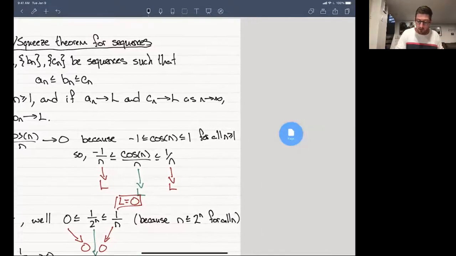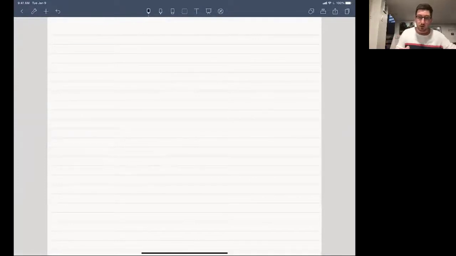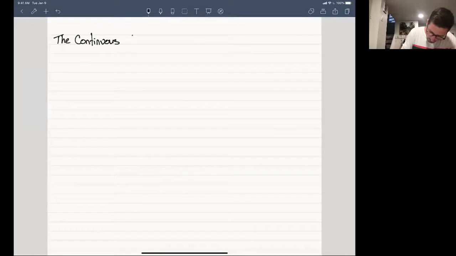So let me give you another one of these properties that you can use, and this is called the continuous function theorem for sequences.